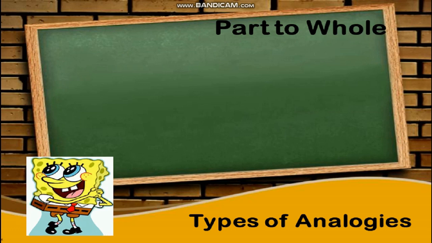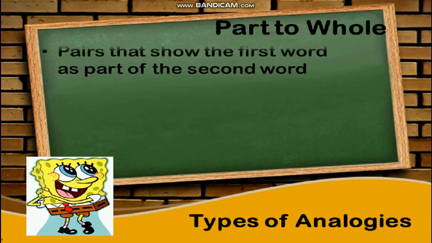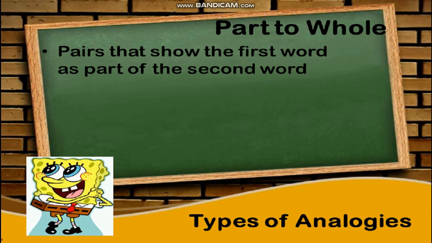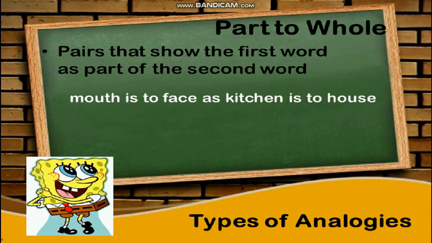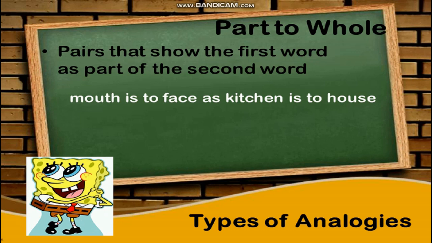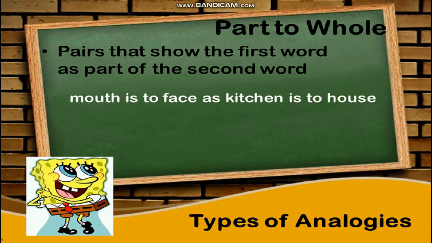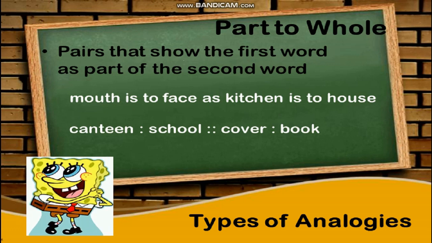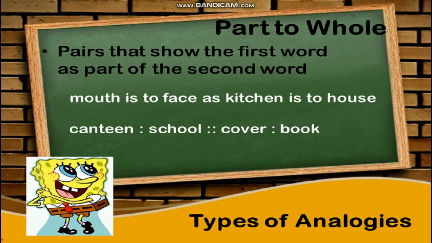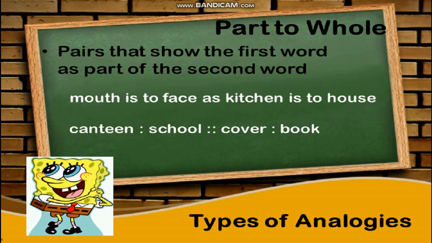Let's proceed to another type, part to whole. Pairs that show the first word as part of the second word. Example, mouth is to face, as kitchen is to house. Mouth is a part of a face, as kitchen is part of the house. Canteen is to school, as cover is to book. Canteen is part of the school, as cover is part of the book.